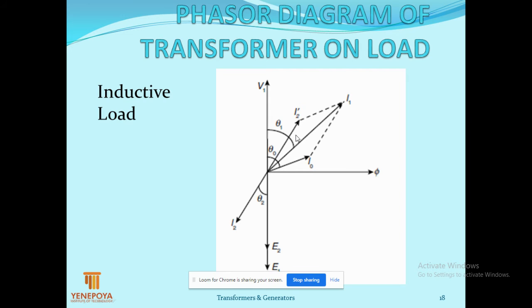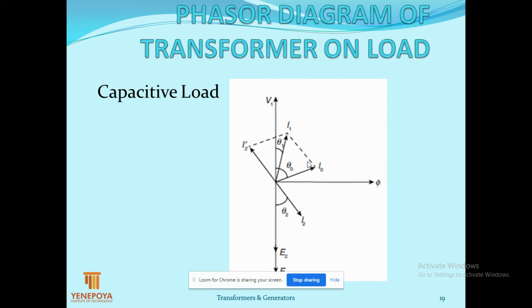Next, for capacitive load. Here you see in a capacitive load, the current leads the voltage by an angle of phi. See here, now the current is here. Phi, V1, E1, E2, everything is the same. I0, same thing, no change there. Don't change the angle either. Now I2 you mark here, the same magnitude. See, I2 leads E2 at an angle of phi2.